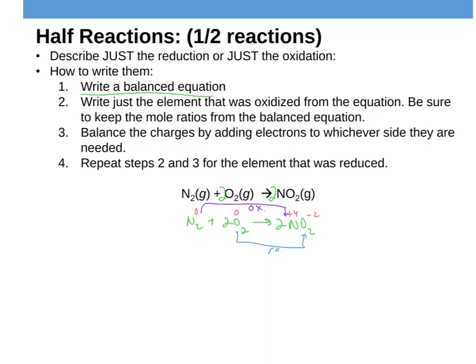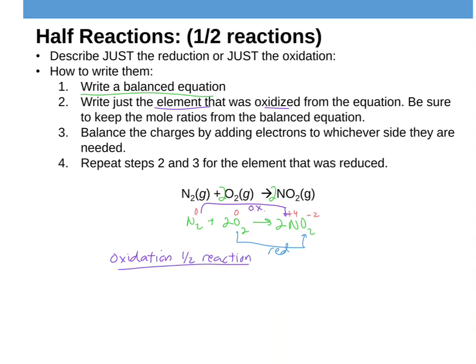And again, if this doesn't sound familiar, go back and watch the video about how to identify reduction and oxidation reactions in redox reactions. So what I'm going to do for step 2 here is just write just the element that was oxidized from the equation, so just the nitrogen. So for my oxidation, all right, oxidation half reaction.